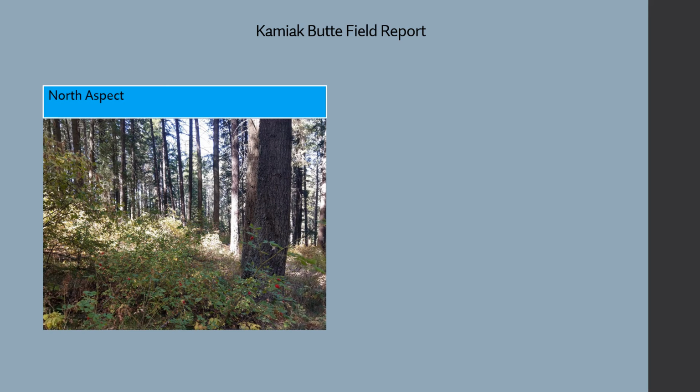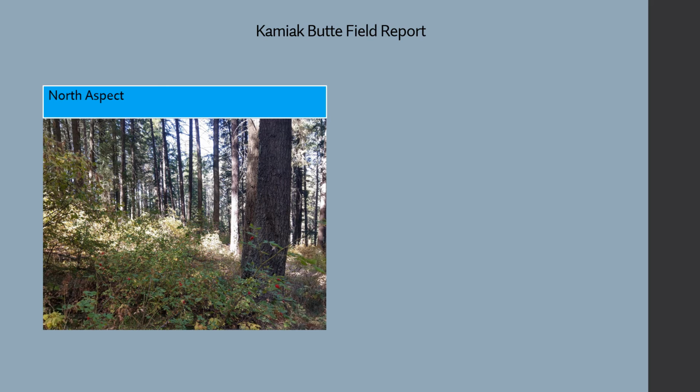Kamiak Butte Field Report. The north aspect of Kamiak Butte has characteristics that differ greatly in comparison to the south aspect. These differences fall under the categories of climate, vegetation, and wildlife. The north aspect houses a much larger variety of plants and animals than the south aspect does. This is mainly due to topography and geographic location.